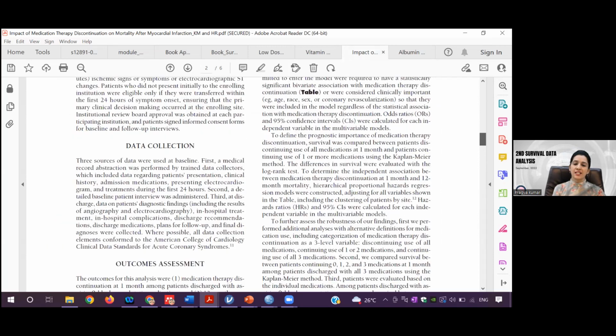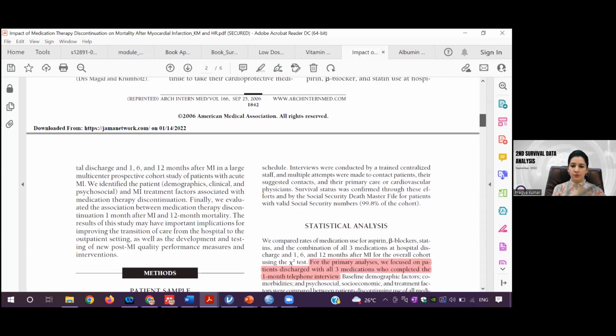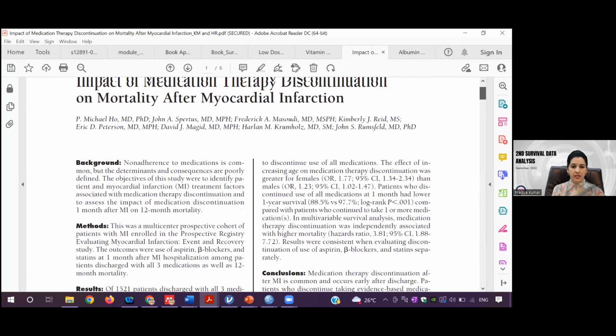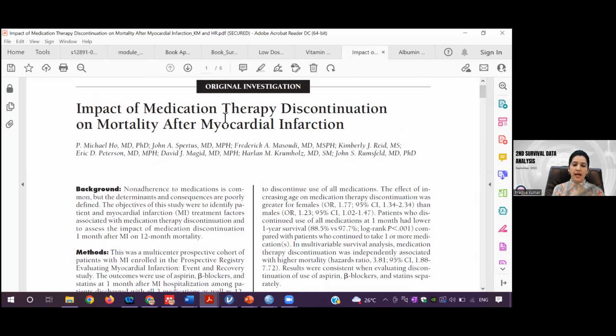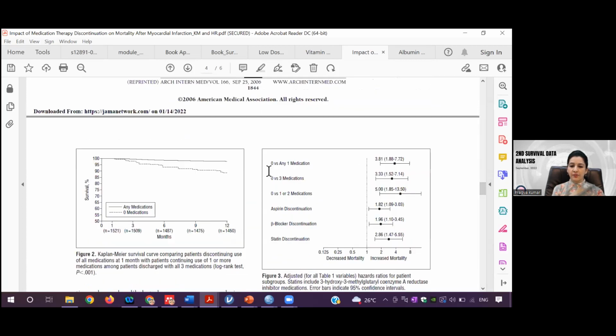I was just checking how various articles publish the result. So maybe we can look at this: the impact of medical therapy discontinuation. This outcome which you are seeing is regarding zero discontinuation versus one medication discontinuation. So a person who has not discontinued, compared with a person who has discontinued one. That's what I am thinking from the title.